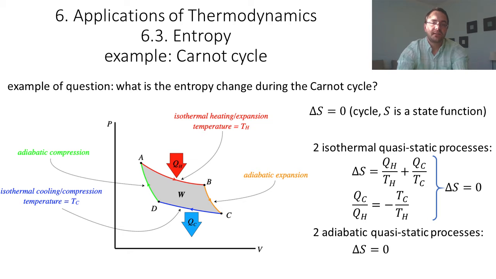Then for the 2 adiabatic processes, because dQ is 0, we have delta S equal to 0. So indeed, you see that delta S total will be 0 for the entire cycle.